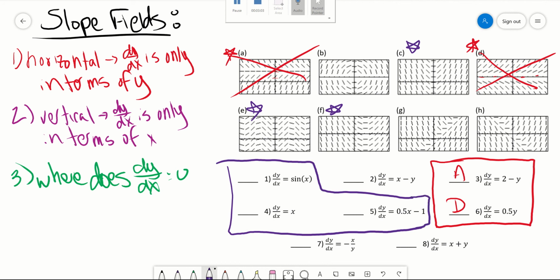So again, now we start looking for where does dy dx equal 0? For this one, the slopes are 0 when you go down the axis right here. So right there, that means x is 0. So the slope is 0 when x is 0. That is only going to work for 4.